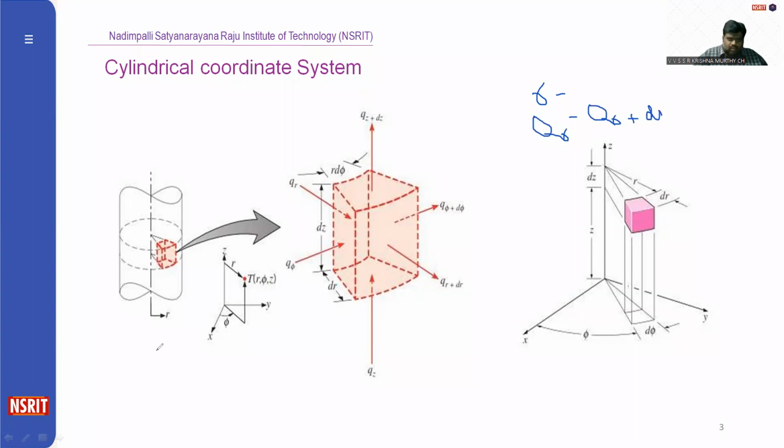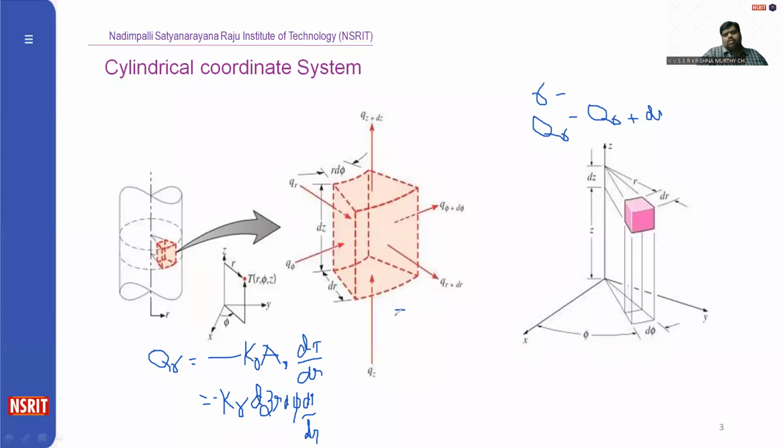We all know Q of r is, according to Fourier's law of conduction, minus K into A into dT by dx, here with respect to the r direction, so k_r, A_r, and instead of thickness we take the cylinder radius, dr. So I can write it as minus k_r into the area. The surface area will be dz and r d phi, into dT by dr. So you know what is Q of r.